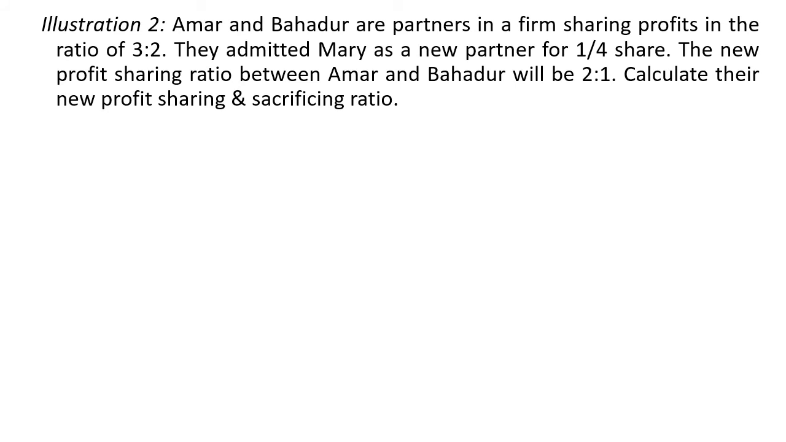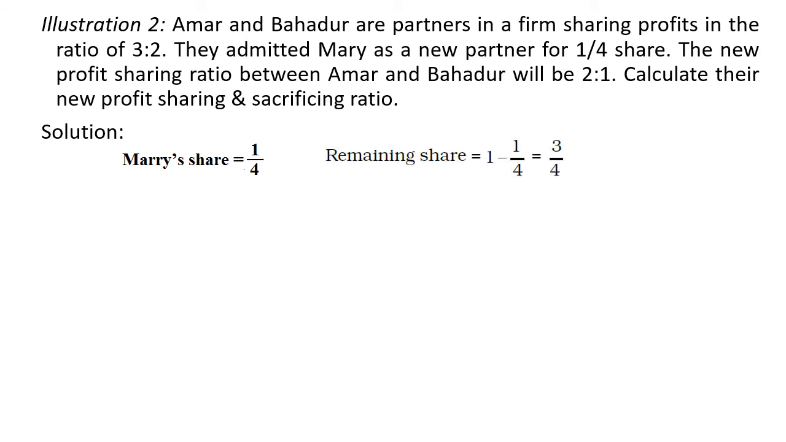Calculation of new profit sharing ratio first. How to calculate this NPSR? After giving 1/4 to Mary, the leftover share, the remaining share, is 3/4. That 3/4 will be distributed between Amar and Bahadur in 2:1 ratio. That's all. We can calculate NPSR. So, solution: Mary's share is 1/4 and the remaining share is 1 minus 1/4, that is 3/4. This remaining share will be shared between Amar and Bahadur in the ratio of 2:1.